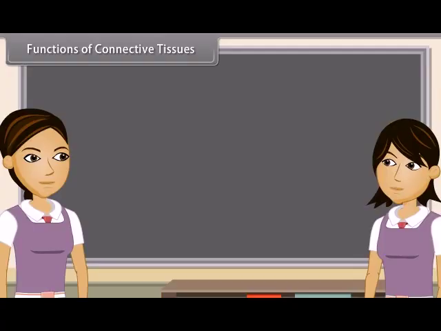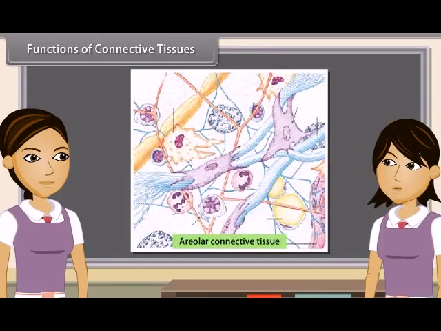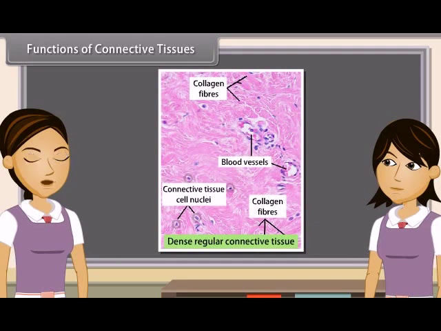Functions of connective tissues. Areolar connective tissue is supporting and packaging tissue between organs lying in the body cavity. It repairs the tissues after an injury, fights toxins and fixes skin to underlying muscles. Dense regular connective tissue strengthens the joints and permits normal movement. Do you know, Madhuri, a sprain is caused by excessive pulling of ligaments.